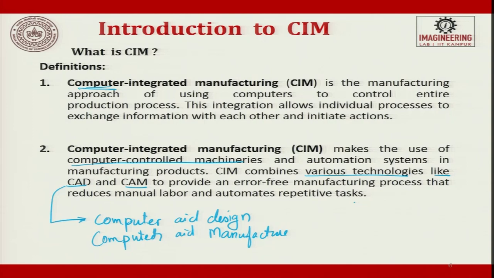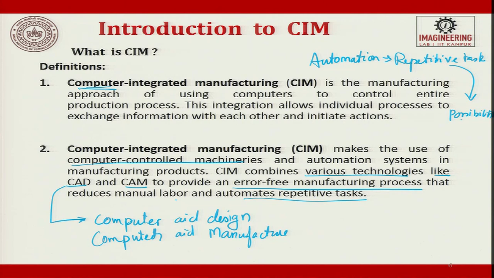So why do we want to integrate? We have to provide an error-free manufacturing process that reduces manual labor and automates repetitive tasks. Today, automation is thought of in a big way to remove repetitive tasks. Why should repetitive tasks be removed from manual operation? Because when you do a repetitive task, there is a possibility of error, and that is why people nowadays try to automate the process and remove the error. So that is the function of CIM, to provide an error-free manufacturing process.